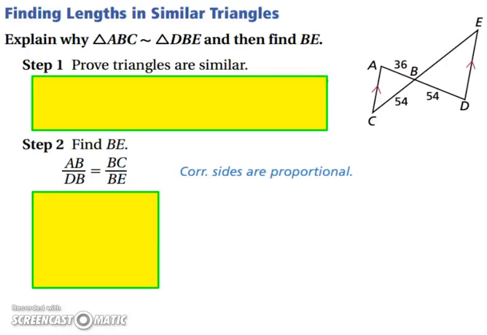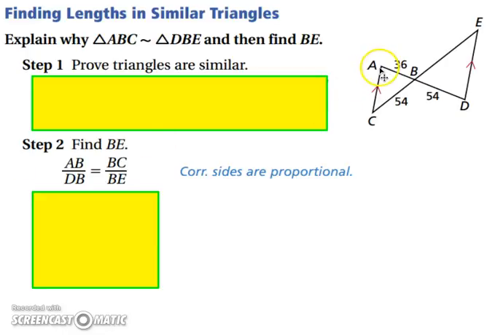Finding lengths in similar triangles. Let's explain why triangle ABC is similar to triangle DBE and then find BE. The reason for this is you can't simply set up a proportion with any old figure. You have to make sure that your figures are similar before you do so. So with a triangle, we can utilize some other pieces of information. Now, there are a couple ways you can go about stating that these triangles are similar.